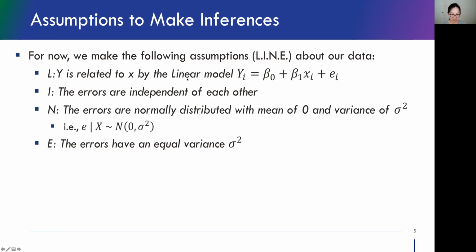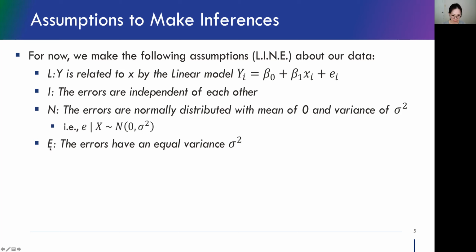So L for linear. I is for independent: the errors are independent of each other, so these ei are independent for different i. N is for normally distributed: the errors are normally distributed with mean 0 and variance sigma squared. In the stat format, the error, once x is given, follows a normal distribution with mean 0 and variance sigma squared.